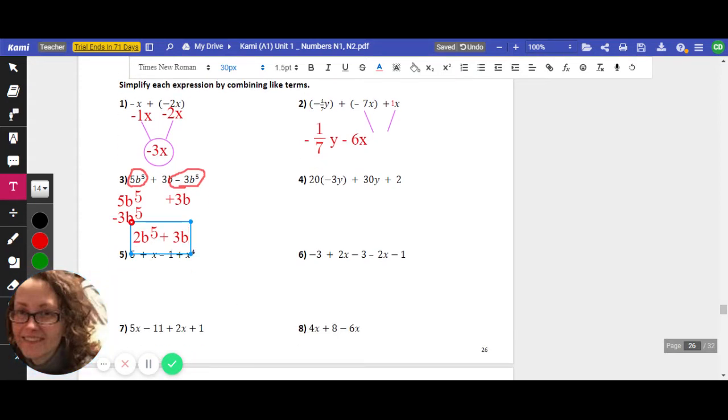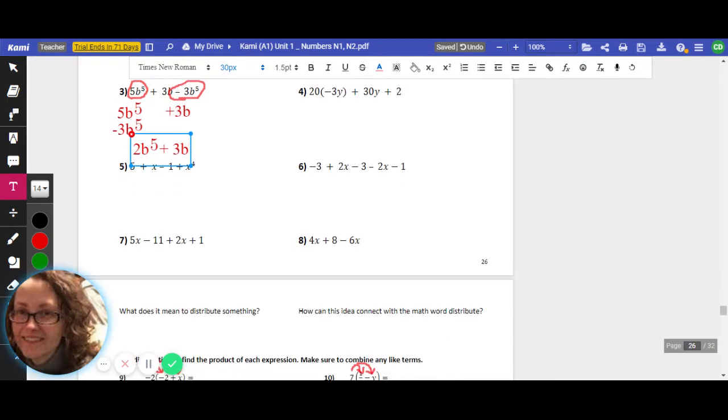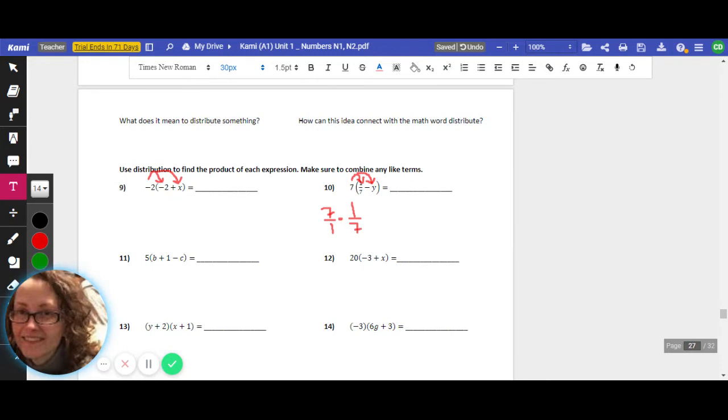So we are going to go ahead and look at these other problems either during our Google Meets or during class. So let's go ahead and look at our distribution. When we distribute something, that means we're going to be giving equal shares, or giving something to each participant. If I'm distributing flyers, I'm handing out flyers to each person. That idea can be connected with the math word distribute because I'm taking this first term here and distributing it to each of the two terms inside the parentheses.